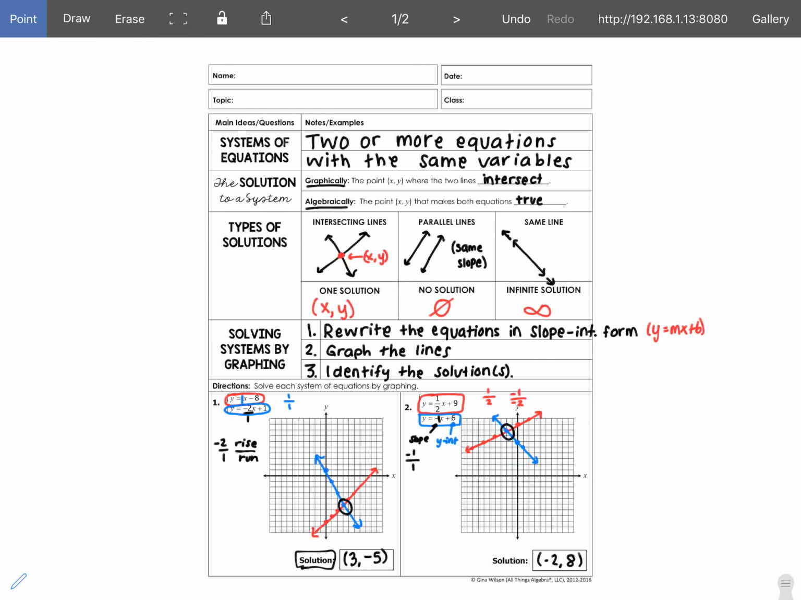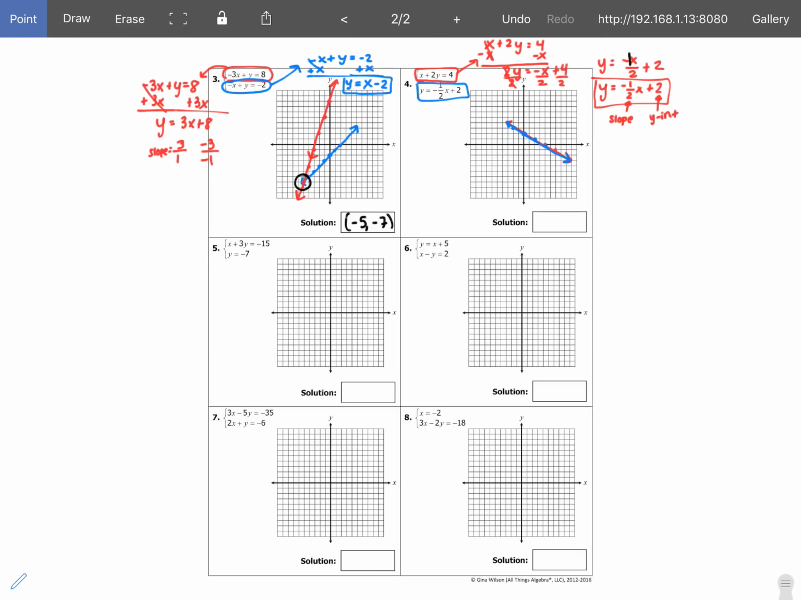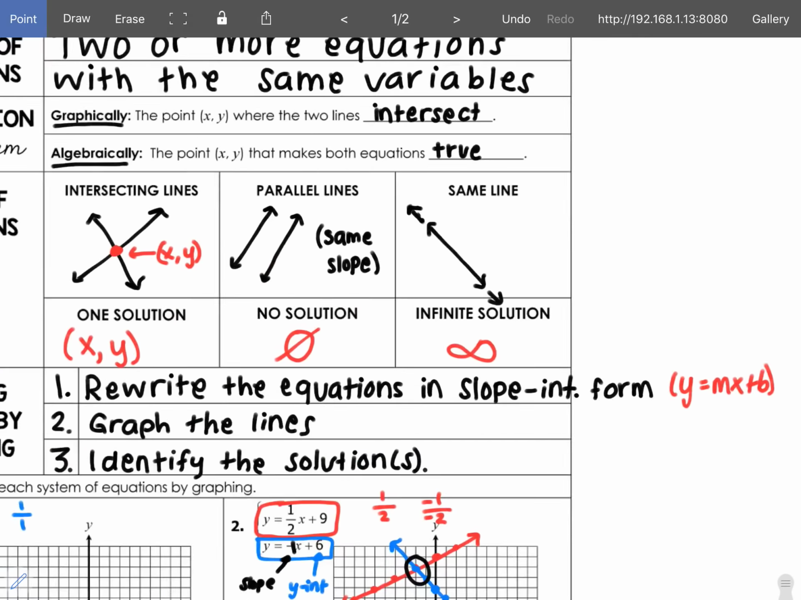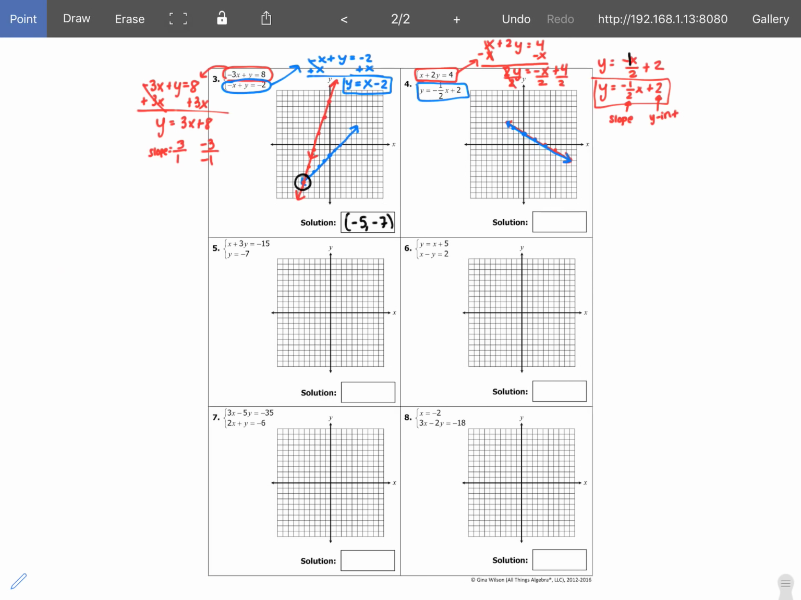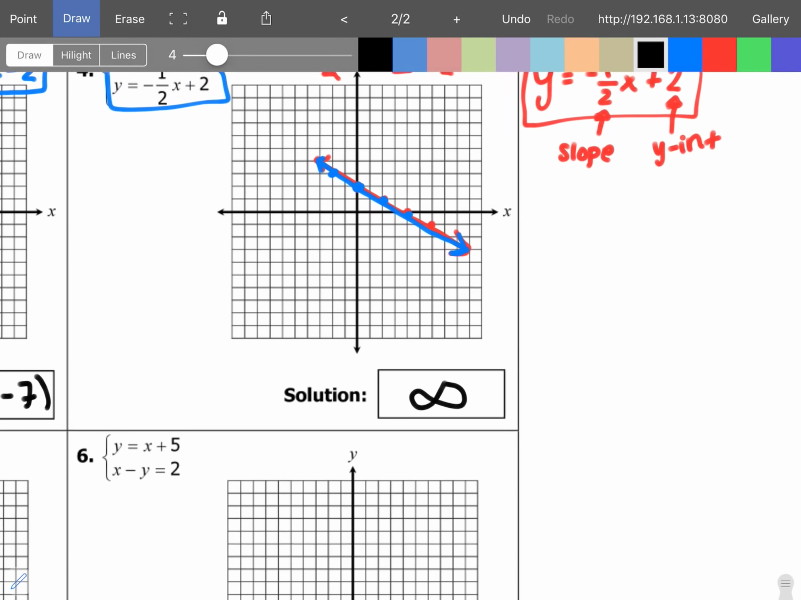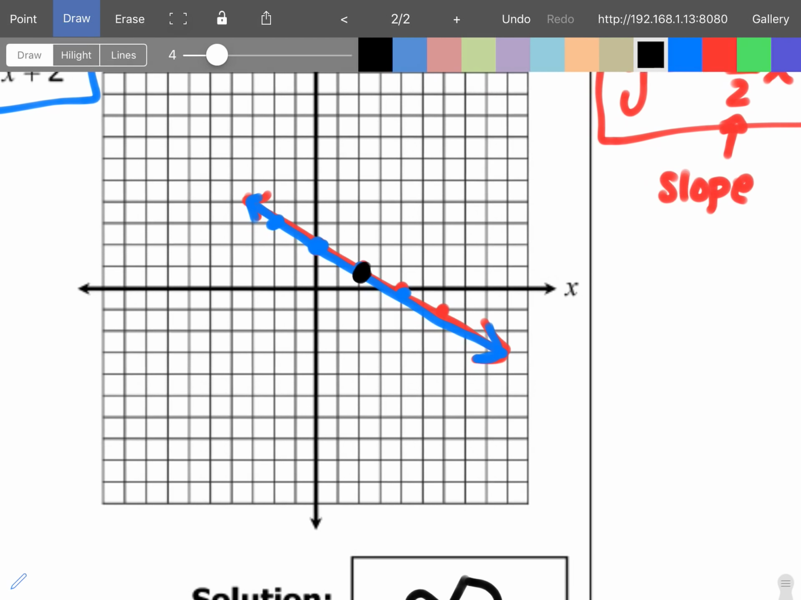So now look, remember when it said we had the same line? This is an example of having the same line. They're exactly the same line. So our solution is infinite solutions. So we draw that infinity sign for our solution. Now, what does that even mean? It means that any point that we choose, like let's say we chose this point, that black dot.